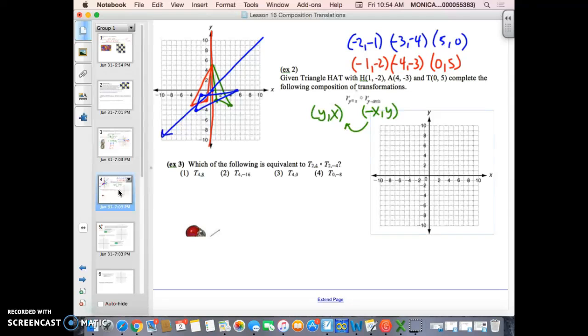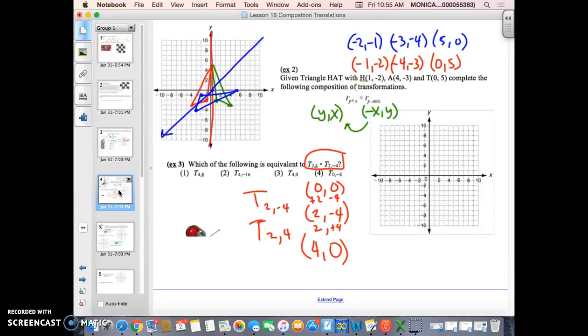All right, let's look at example number 3. It says, which of the following is equivalent to this composition function? So first, I'm going to translate 2 comma -4, and then I'm going to translate 2 more and +4. I want to know which answer choice is equivalent. So I'm going to start at 0, 0 because it's a translation. The first one, I'm going to add 2 to the x and subtract 4 from the y. So now I'm at 2, -4. Then I'm going to perform the second function, and that puts me at 4, 0. So the correct answer choice is number 3.